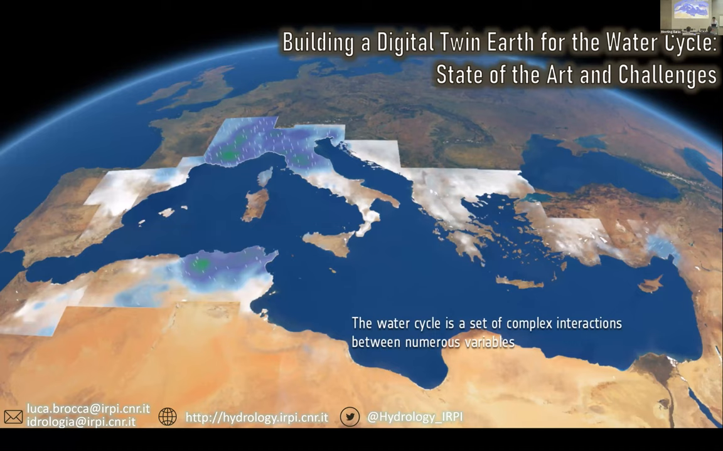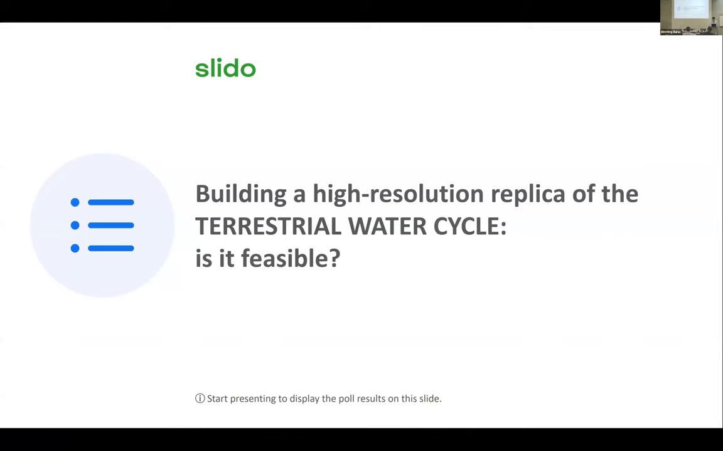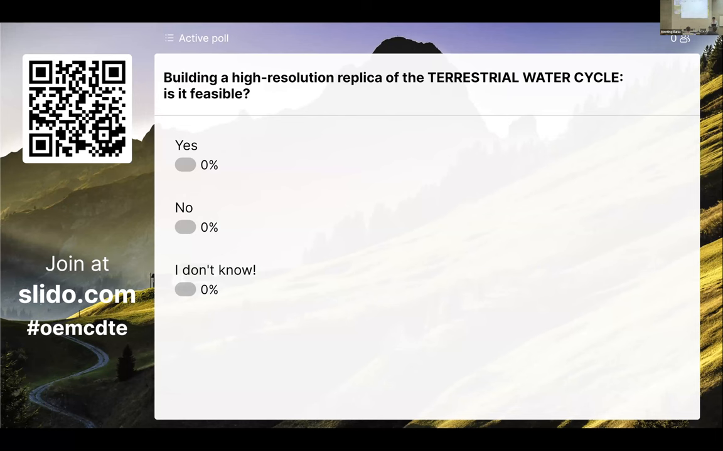We have done something, of course, because we have been working on that for the last 2-3 years, but even more probably. For instance, we have developed something for the Mediterranean, but I will show you something more later. But let's start with the first question. I don't know if you know Slido. I think so. I would like you to try to give your reply.